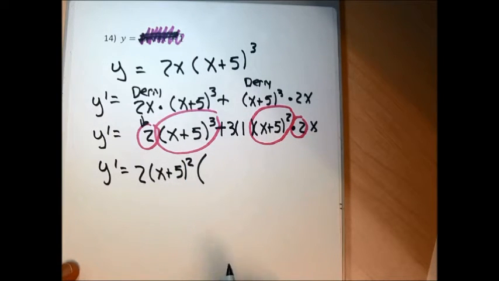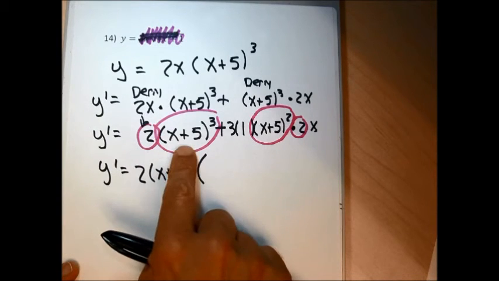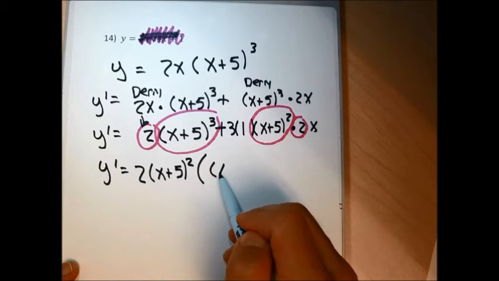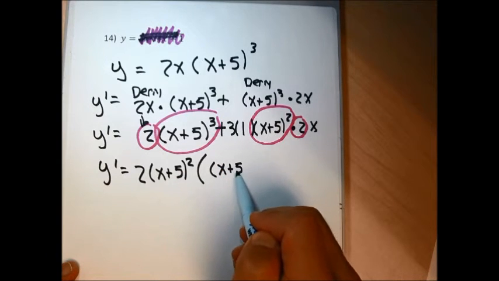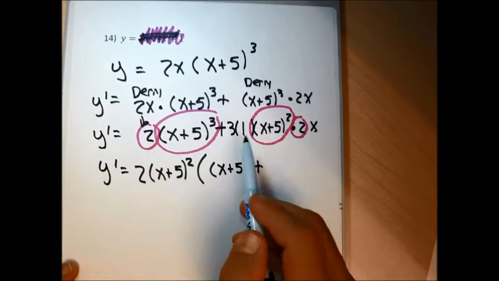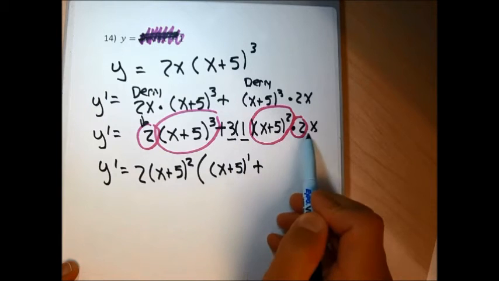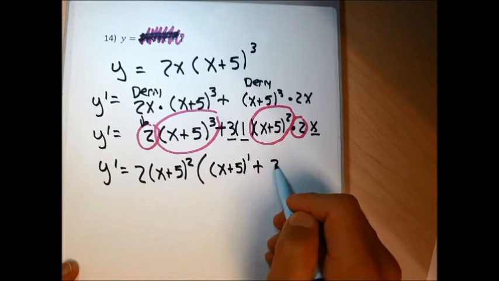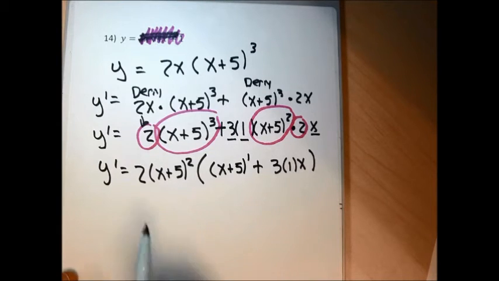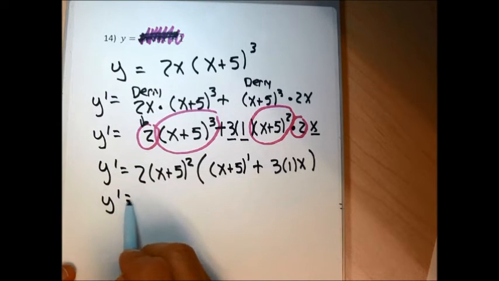And then I write what's left. The 2's gone. The x plus 5 had an exponent of 3. Now it's going to have an exponent of 1. I'm going to write the exponent of 1, but eventually I'm going to drop it and just write x plus 5. And then after the plus sign, I'm left with the 3, the 1, and the x. Everything else I factored out. And I'll multiply those out. You can definitely show a little bit less work than I showed here.